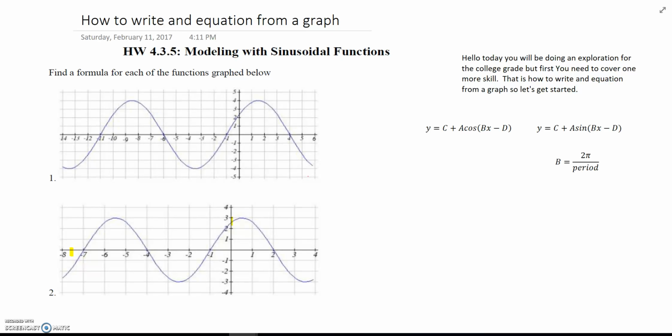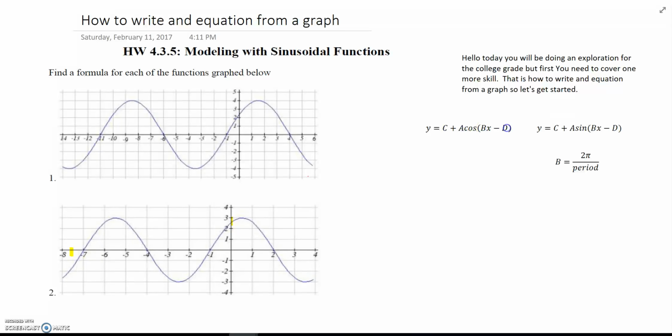Hi, sorry I couldn't be with you today, but I wanted to go over one of the things you're going to need for your exploration. Exploration 435 has you go from a word problem to a graph, then to an equation, but we haven't covered the skill of writing an equation for a graph, so I wanted to cover that here.